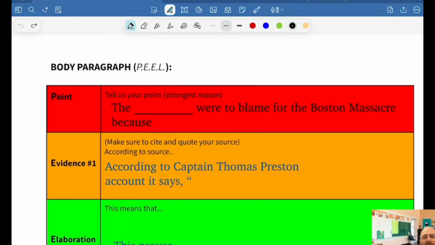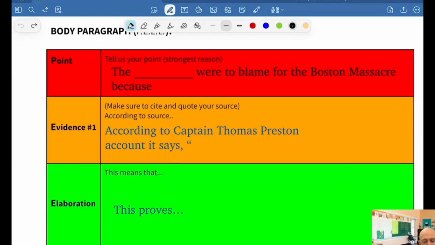So if you remember, the way I'm teaching you to write your essays is to write your body paragraphs first. Why? Because that's the way real historians do it. They don't write the introduction and the conclusion first. They write their body paragraphs first. They see where the evidence leads them, and then they create their introduction based on what they've written and their conclusion. All right, so if you remember, we use PEAL, right? So point, evidence, elaboration, and link.